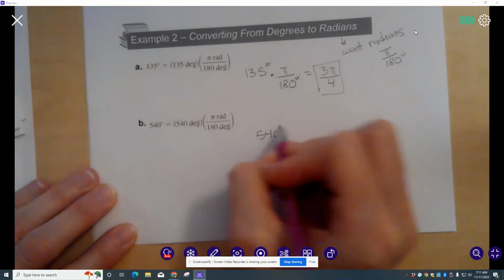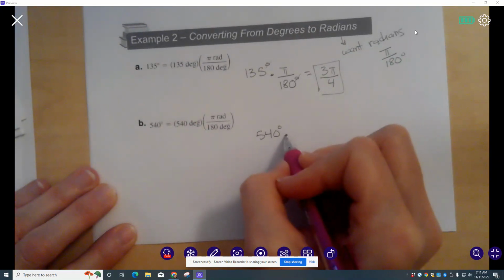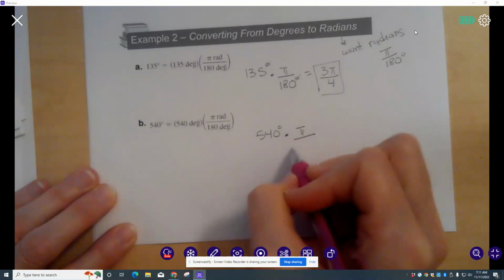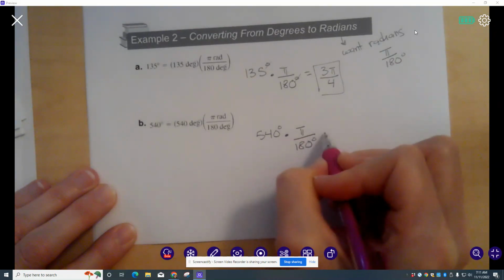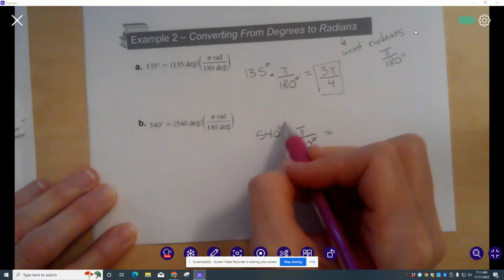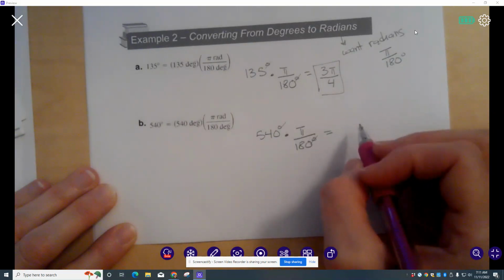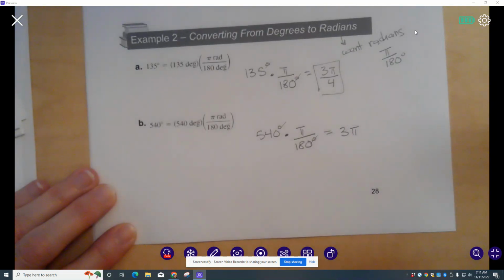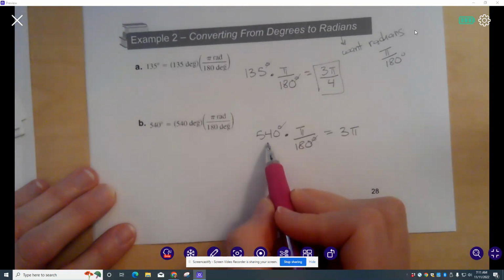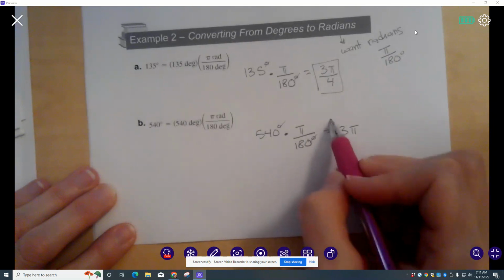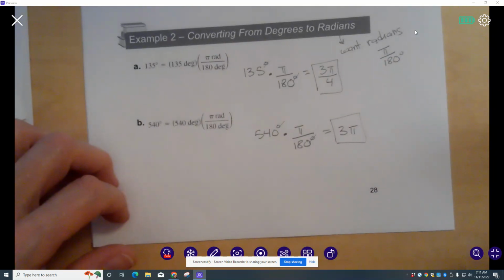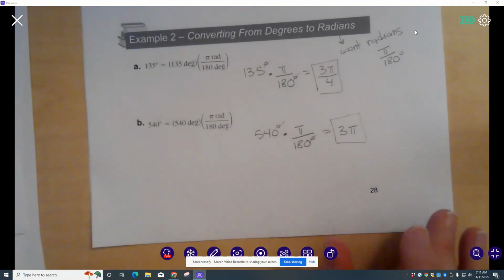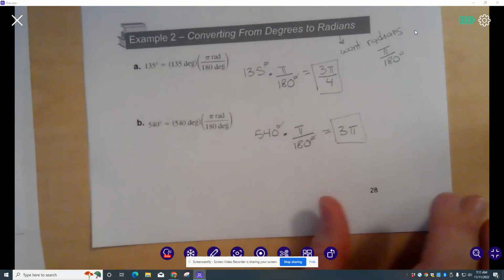540 degrees is what I'm starting with. I want to convert it to radians. Multiply by the ratio that has radians on the top. My degrees will cancel, and I will be left with 3 pi. So this is bigger than 360, so you should end up with radians that's bigger than 2 pi. So do that little check: does this make sense?